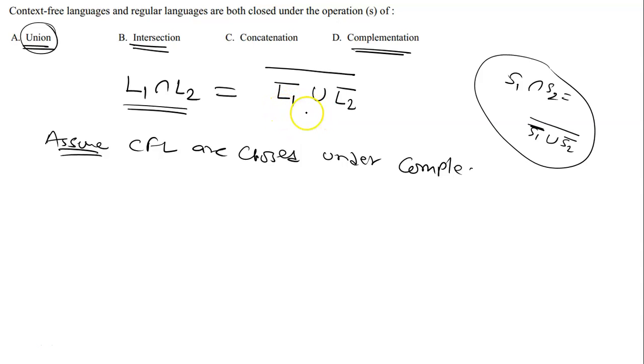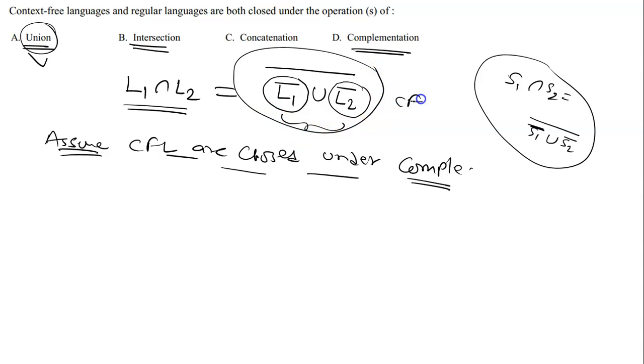If we assume this, then L1 and L2 are both CFL, as we have taken them to be, and we are assuming that context free languages are closed under complementation. Then L1 complement will be CFL and L2 complement will be CFL. We already know that the set of CFL is closed under union, so their union will also be CFL. Now again taking the complement, since we assumed closure under complementation, this whole thing will also be a CFL. So L1 intersection L2 will also be a CFL.